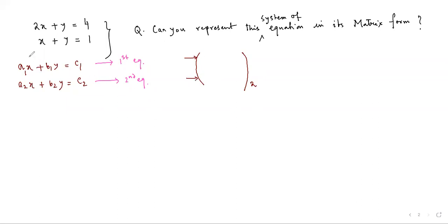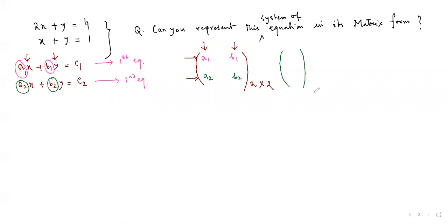Now, how many variables are there? Only two variables, this one and that one. Therefore, the number of columns will be two. It will be a 2x2 matrix. After that, we mark the coefficients of x and y in the first equation, which are A1, B1, and put them here. We mark the coefficients in equation 2, A2, B2, and put them here.